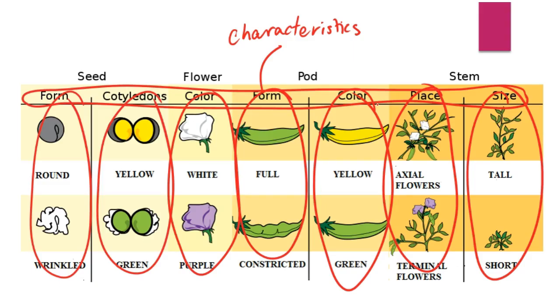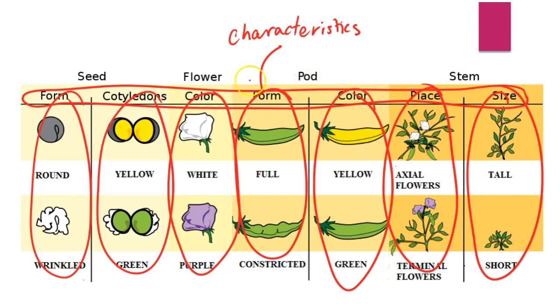And in his pea plants, he noticed that for each characteristic, there were several different traits that could present themselves. In the case of the form, you could have round or wrinkled. In the case of the cotyledons, you could have yellow or green. Color was white or purple. Form was full or constricted. The color of the bean was yellow or green. The placement of the flowers was either axial or terminal, and the size was either tall or short pea plants.